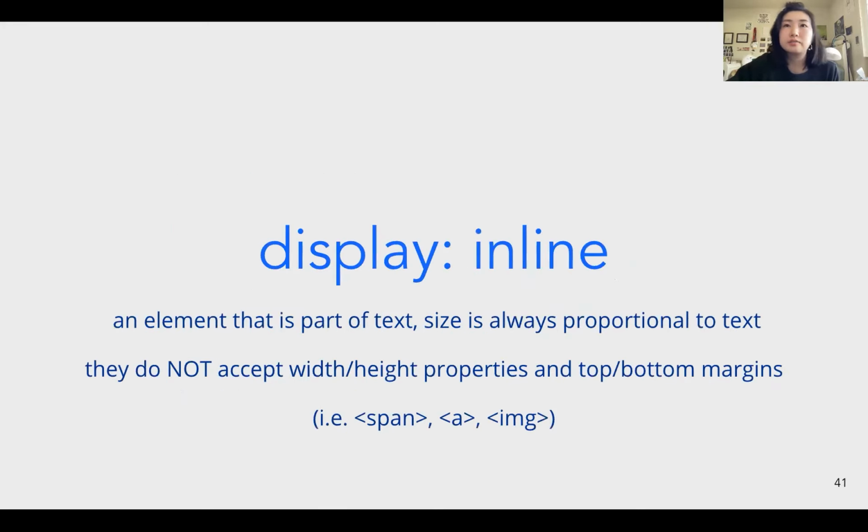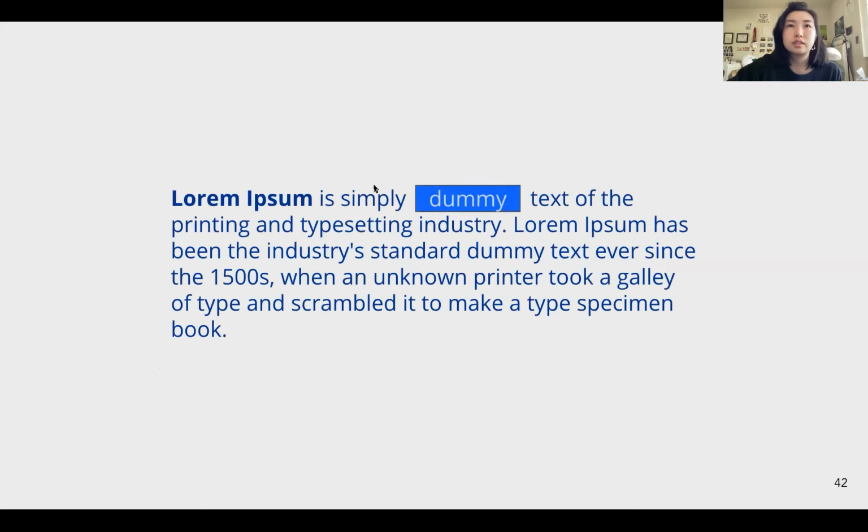Another display property is inline, which puts an element that is part of a text in line with the rest of the text, like you would expect. The size is proportional to the text, so you can't really set the width or height properties of it. It would just auto set itself. Examples are span and A, which is for hyperlinks, and images. So this is an example of an inline display.